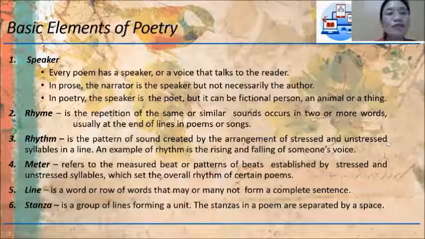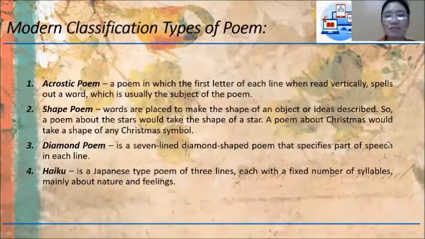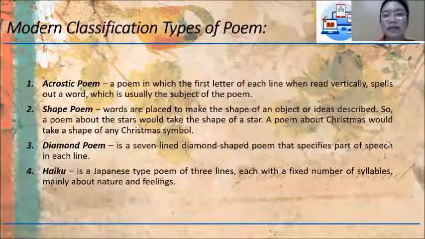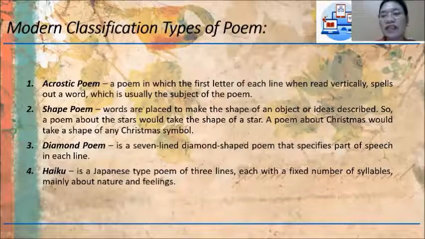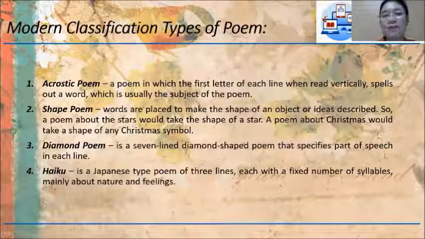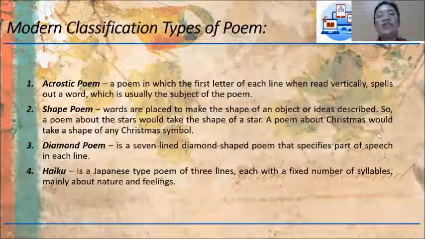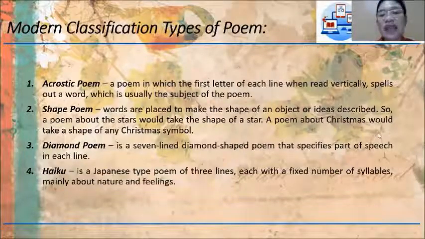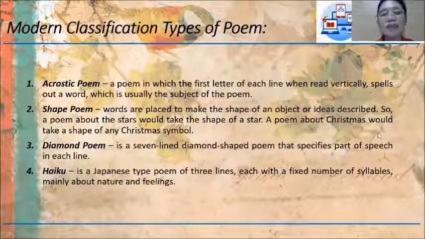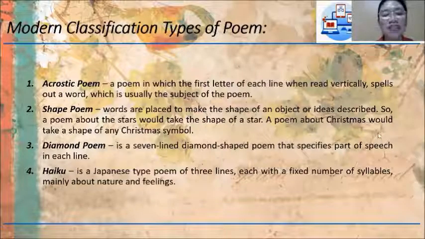So let's move on to the modern classification types of poem. What are the modern classification types of a poem? So we have here acrostic poem. An acrostic poem is a poem in which the first letter of each line, when read vertically, spells out a word which is actually the subject of the poem.